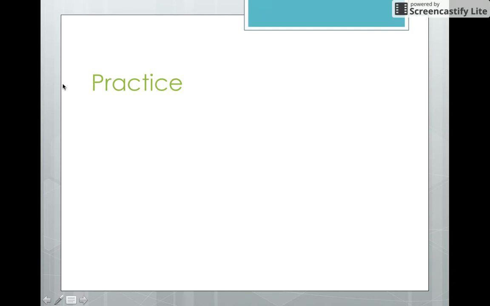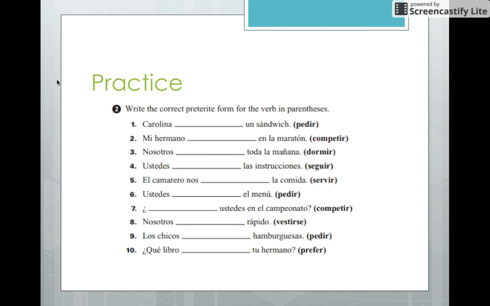So we're now to our practice section of our notes here. So you have 1 through 10. So you're going to select 5 sentences and then add that to your practice on your notes. So the verb in parentheses is what you're going to change and match it with your subject.